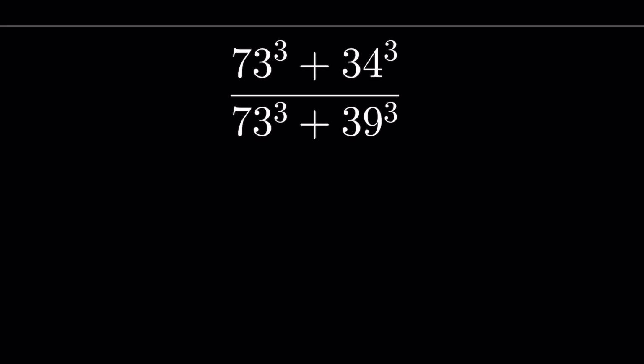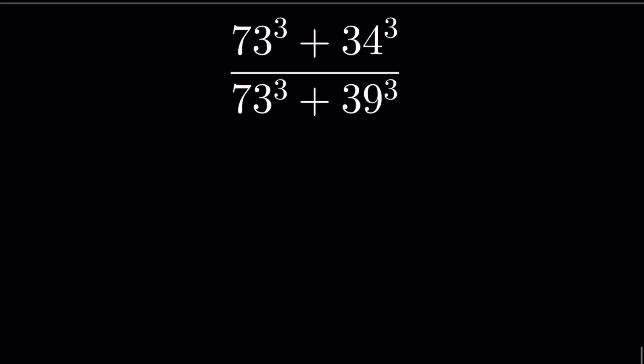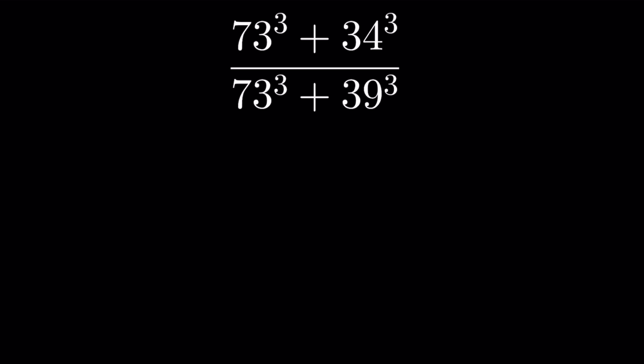73 cube plus 34 cube upon 73 cube plus 39 cube. How do you solve this without using a calculator? So we will use here some basic algebra and some basic formulas of algebra.